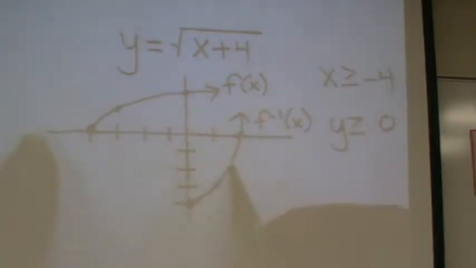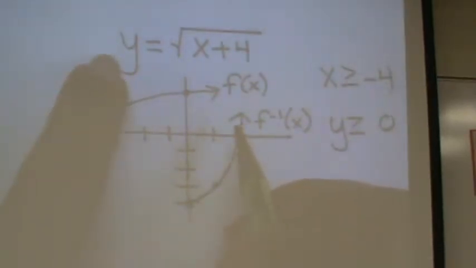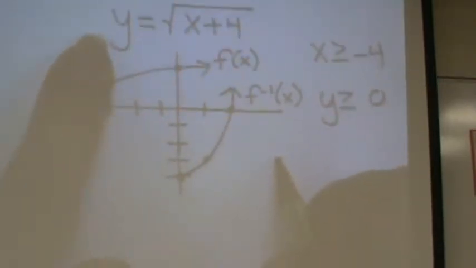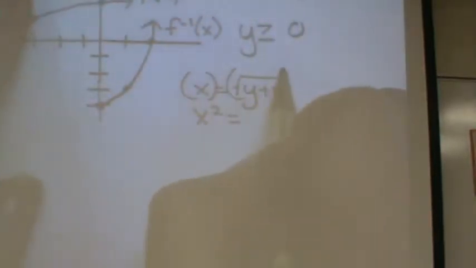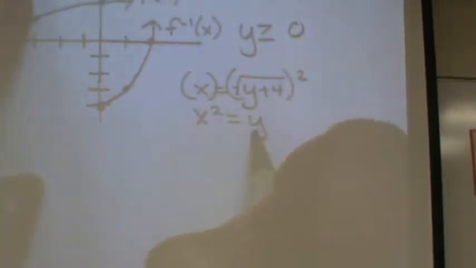Now, how do you do the rule, though? If this is y equals the square root of x plus 4, how do you do the inverse of this? What do you do? X equals the square root of y plus 4. And then what? Square both sides. We have to solve this for y. And then what? Subtract 4. Yep.